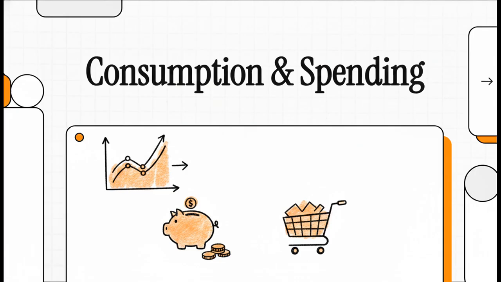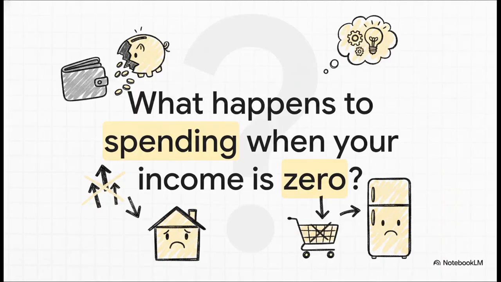It's an incredibly elegant system, and by the end of this, you're going to see the economy through a totally different lens. But before we jump into the math, I've got a fundamental question for you. Imagine your income just suddenly vanishes. It hits exactly zero. What happens to your spending? Do you just stop spending entirely?